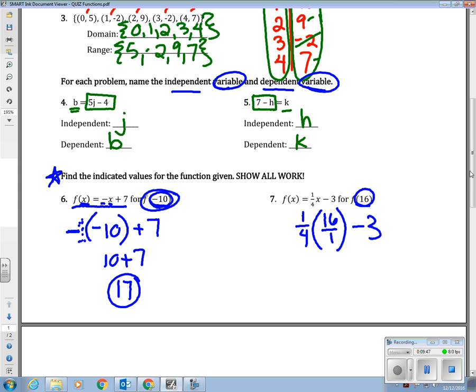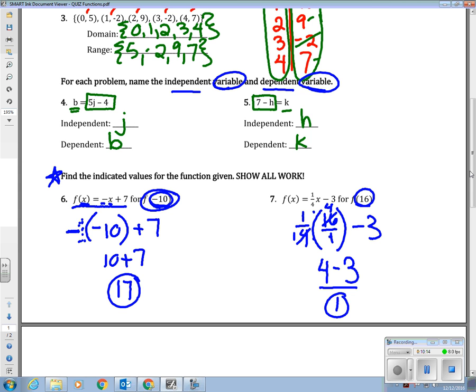If you don't want to do that, then I could just do 1 times 16 and 4 times 1. I'm going to wind up with 16 over 4, which is going to be dividing, and I wind up with 4. But I can also do that simplifying first. 4 divided by 4 is 1. 16 divided by 4 is 4. Now all I have is 1 times 4 and 1 times 1. So the 4 over 1 becomes 4. And it's minus 3. Don't forget that part. And then my final answer is 1. That's all we were doing there on that.